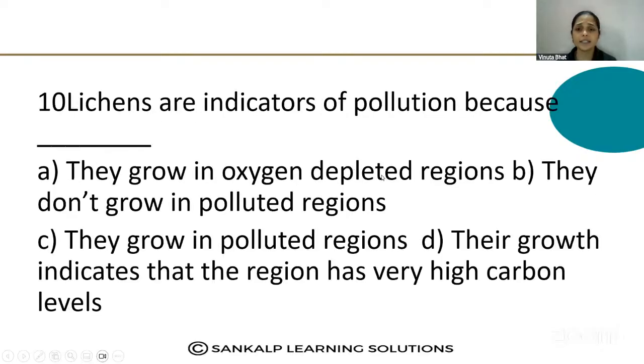Lichens are indicators of pollution because they grow in oxygen depleted regions. They don't grow in polluted regions. They grow in polluted regions. Their growth indicates that the region has high carbon levels. Yes, what's the answer for this question?